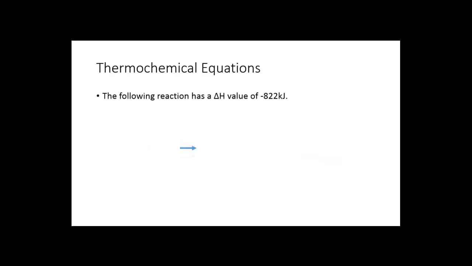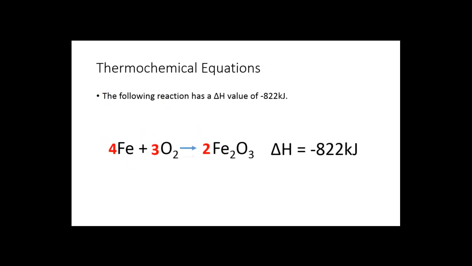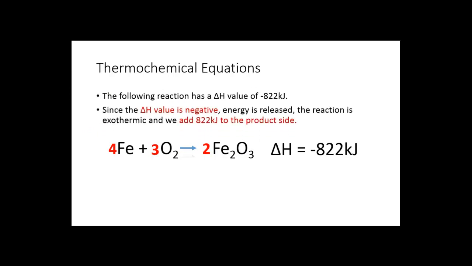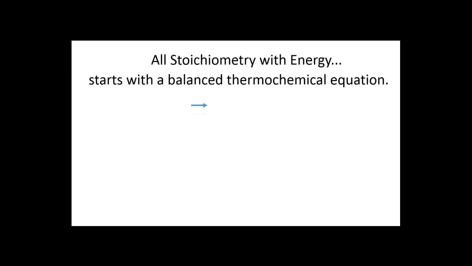So the following thermochemical reaction has a delta H value of negative 822. This is the reaction for the formation of rust. Since the delta H value is negative, then we would put 822 kilojoules, kilojoules is a unit of energy, over here on the product side. So all stoichiometry calculations with energy would start with that balanced thermochemical reaction.